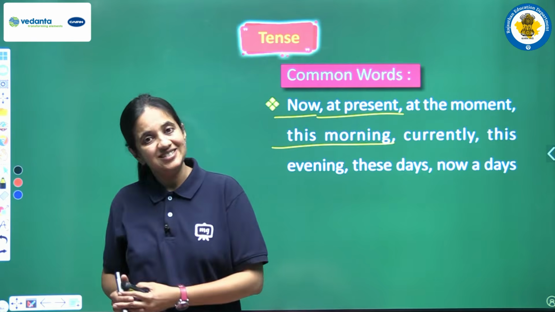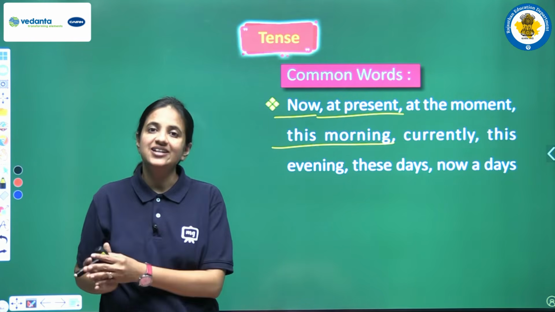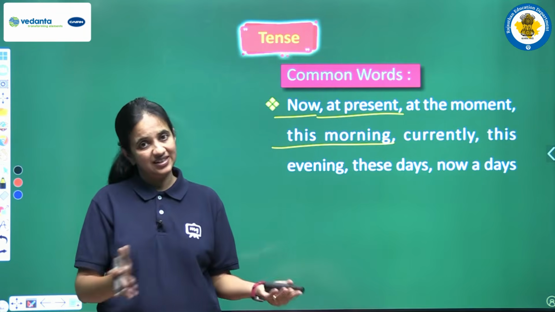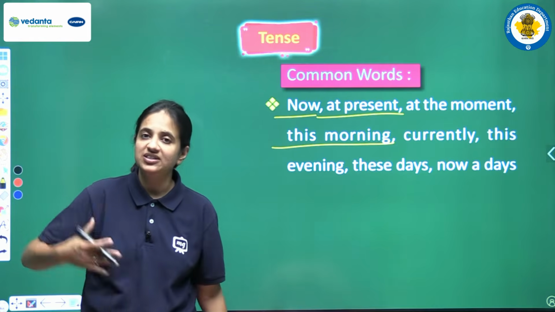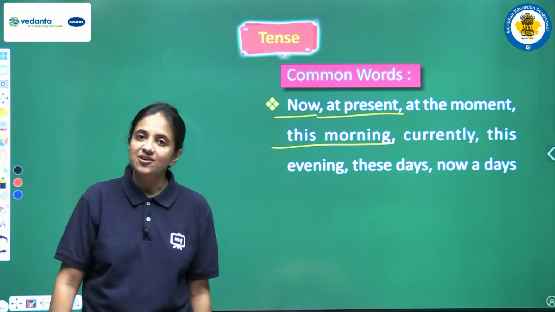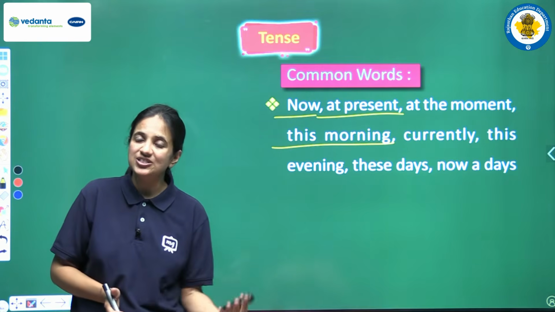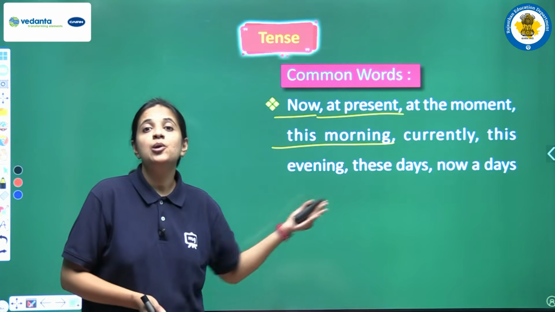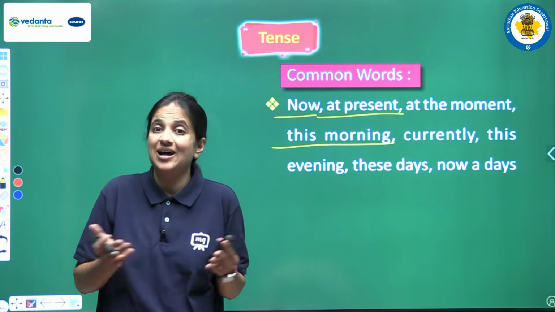Okay, and this is the reason that all these words are generally used to show present continuous tense. Clear? So we have discussed all the rules that are related with the helping verb and main verb. We have seen so many uses, the basic uses where this tense is used, and now we have the common words that are used in this tense. And yes, we have seen so many examples also.